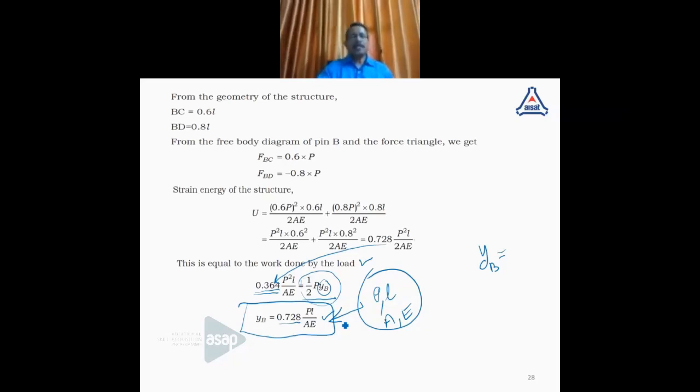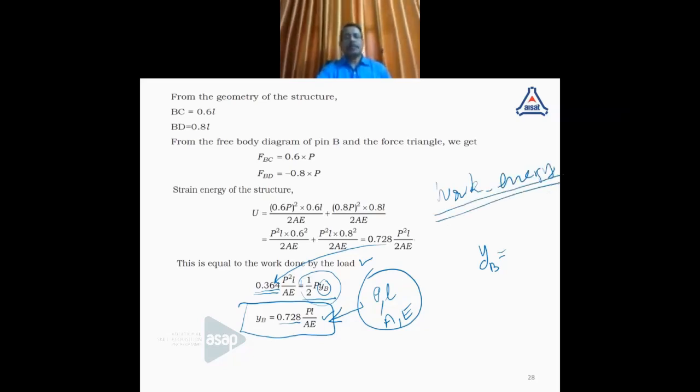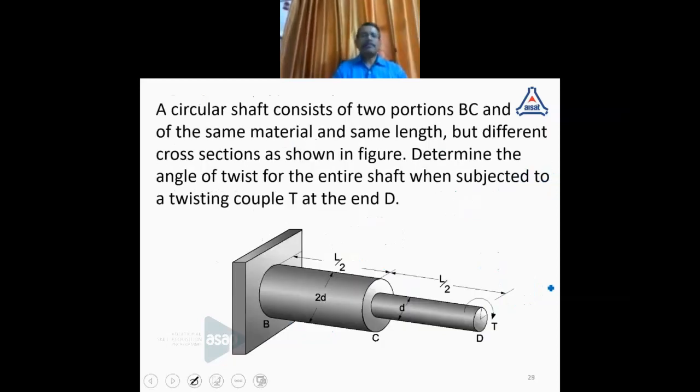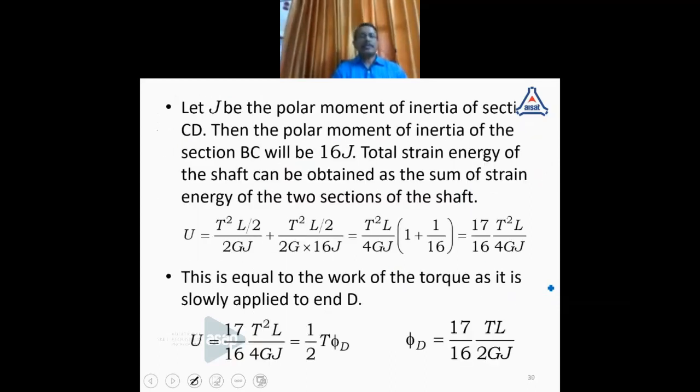That method is called the work energy method. It is the approach we use for a single load, where only a single load is applied. If multiple loads are applied, we cannot use the work energy method. This is another problem which we do not have enough time to explain, but it is explained in the textbook, and you can refer to the textbook to see how the problem is evaluated.